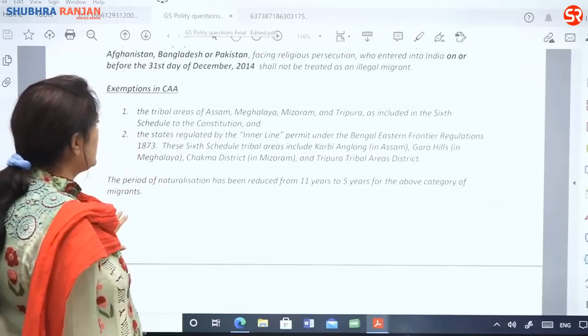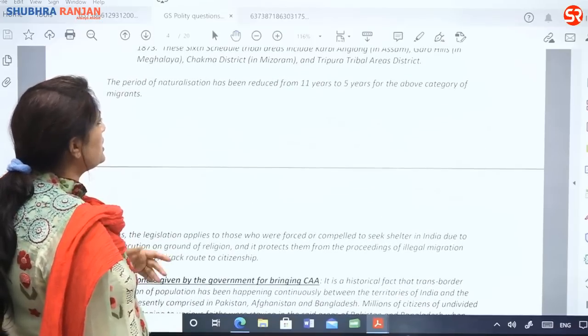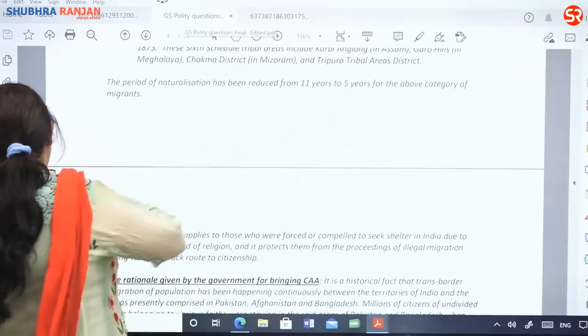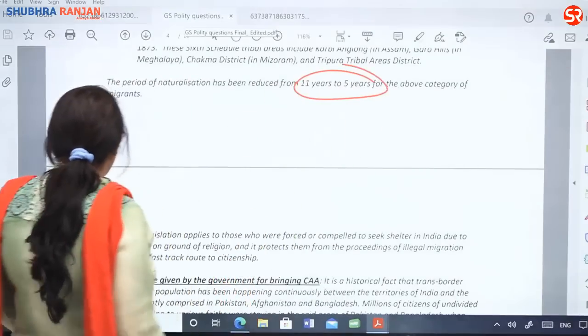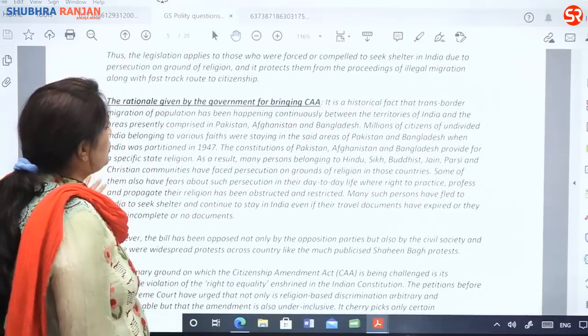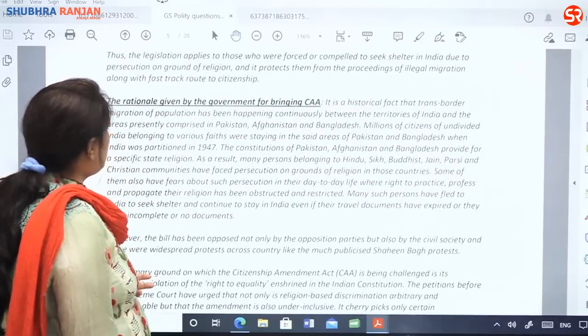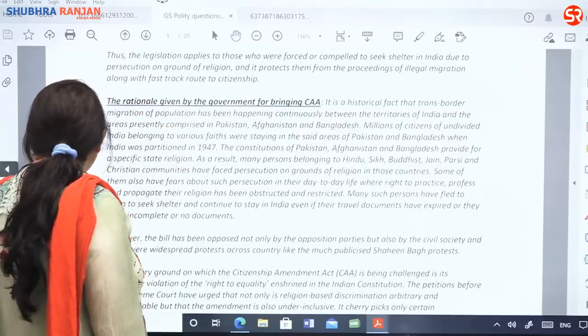Exemption of the 6th schedule, the period of naturalization has been reduced from 11 years to 5 years rather than 7 years. Thus, the legislation applies to those who were forced or compelled to seek shelter. Now, the rationale given by the government for bringing it.